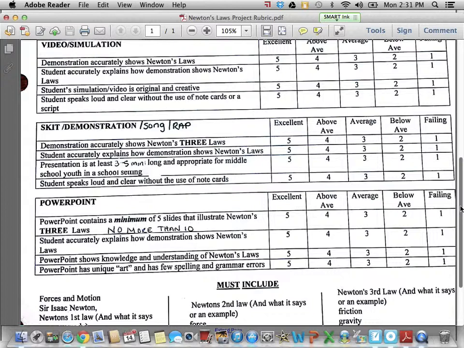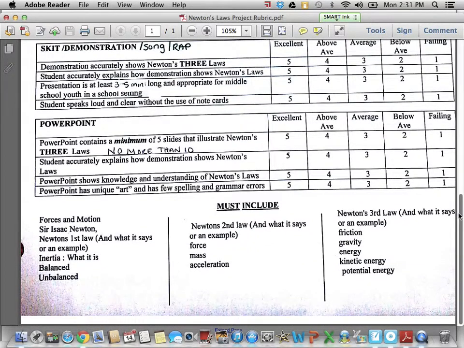Then if you look at the very bottom, it gives you some more criteria. Your presentation, whatever thing you choose, must include all of this because you're covering all three laws. So you must make sure you mention force and motion. You must make sure you mention Sir Isaac Newton because he's responsible for all of this. You must make sure you mention the first law, second law, and third law, explain what it is or show what it is, and then all of these other things that are in there that covers that. Any questions about that? If it's an individual question, just hold off for a second.